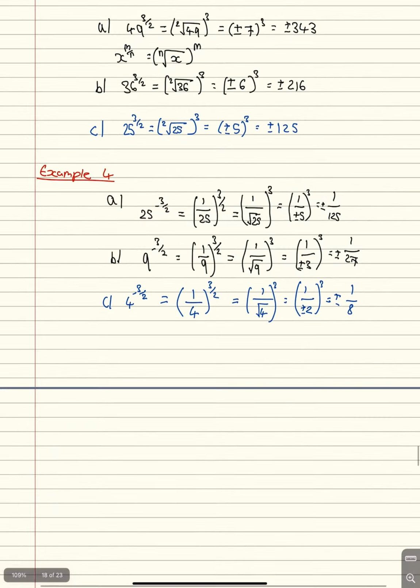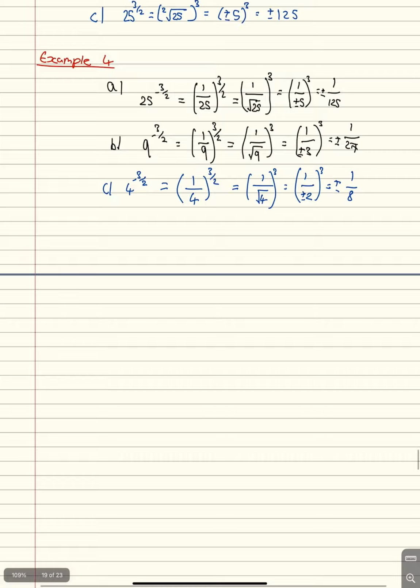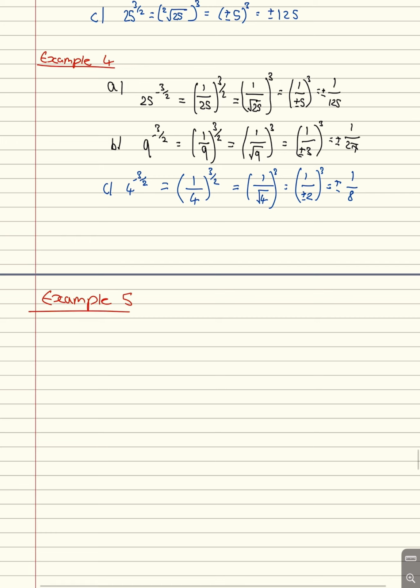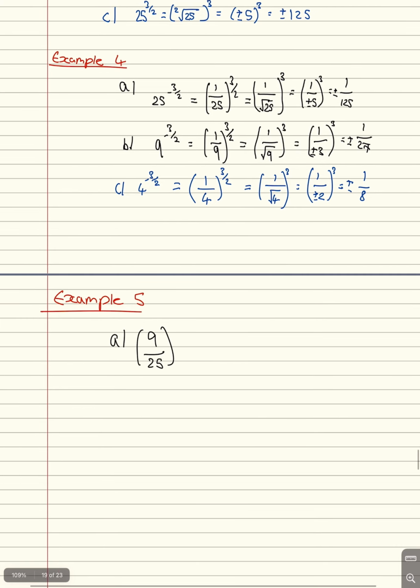Now move on to the last example, 5, before we start answering extended mathematics questions. Okay, part A, 9/25, all to the power of negative 3/2.